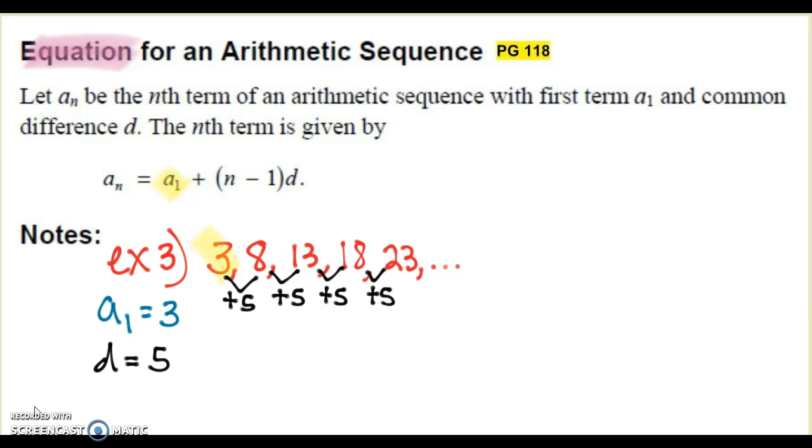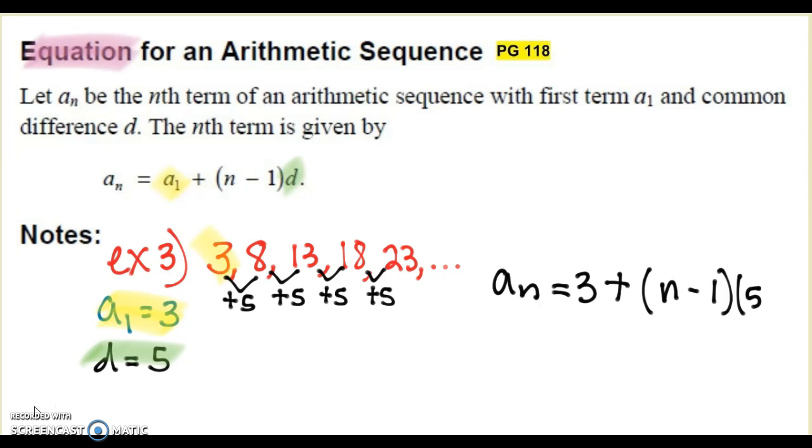So now that I have that information, first term is 3, and my common difference is 5, then I can use that information to write myself an equation to help me find every single term in this sequence without having to continue that pattern. So to write my equation, I know that the nth term, a sub n, is equal to the first term, which is 3, plus n minus 1 times 5.